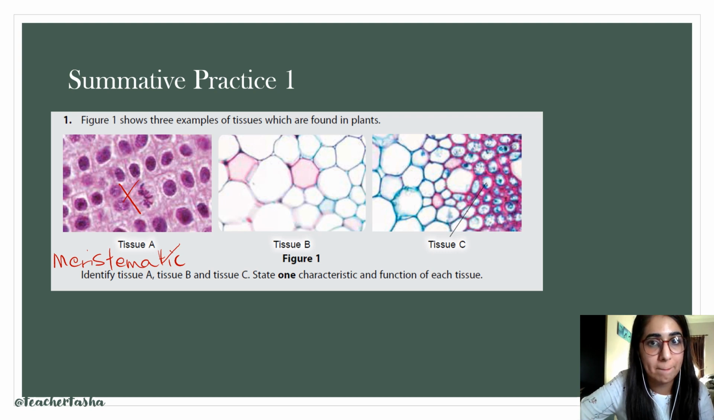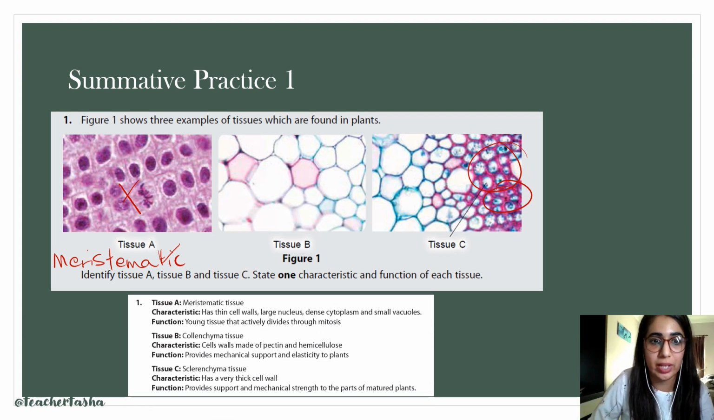Tissue C will be, if you look at the red color, they have very thick cell walls around it. So that is definitely sclerenchyma. They have a very thick cell wall. That's the characteristic. The function is to provide support and mechanical strength to the parts of the mature plants. Okay, so we have it there.